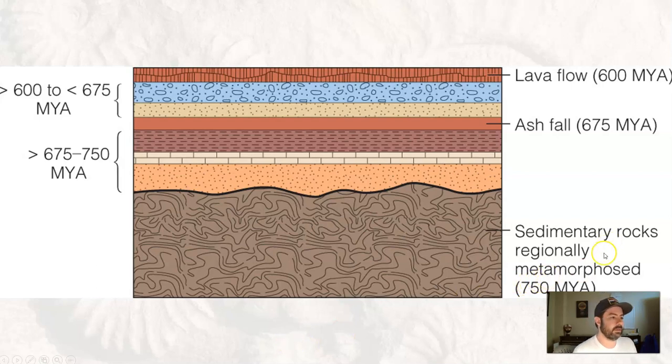So here's an example. Here are some sedimentary rocks that are regionally metamorphosed. Metamorphic rocks we can get dates from as long as they're in an open system. So 750 million years. Here's some ash fall. Here's a lava flow. We can't absolutely date these sedimentary rocks, but we can say they had to be deposited between 675 and 750 million years ago. Same with these. We have a lava flow here, an ash flow. We can narrow this down to between 600 and 675 million years ago.